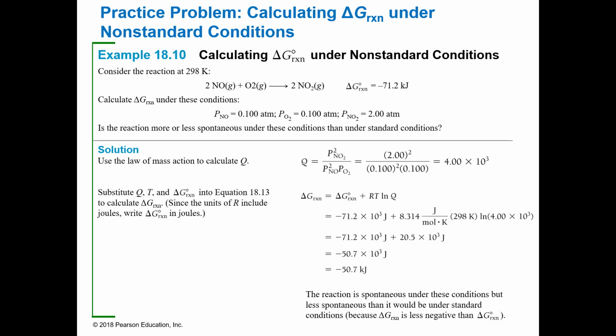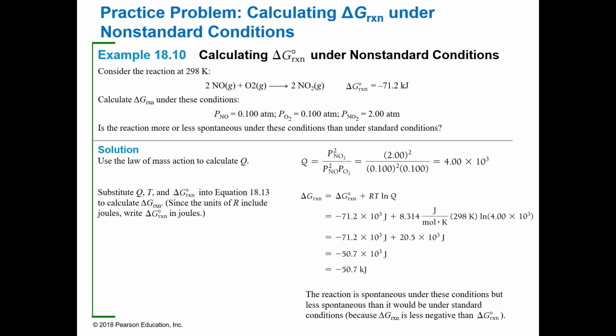All right, so here it is. They converted everything to joules, and that's fine. I don't care which way you want to do it. So they changed the 71.2 kilojoules into 71.2 times 10 to the third joules, because kilo means 10 to the third. Then we have 8.314 joules per mole Kelvin times the temperature, 298 Kelvin times the ln of Q. And you plug that in on the calculator, and I just plug it in just like you see it.